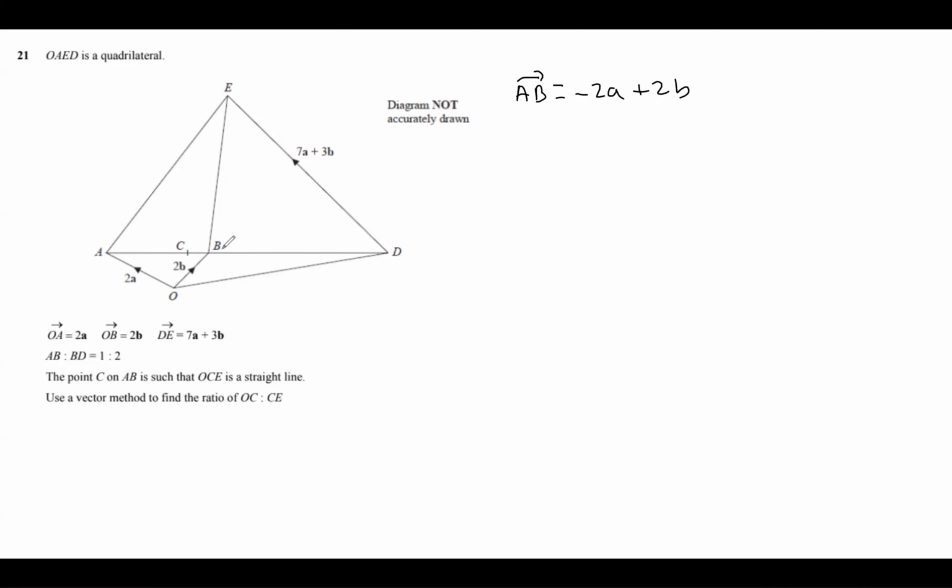And then I can work out the vector BD, because here it says AB to BD is in the ratio of 1 to 2. So BD is going to be minus 4a plus 4b.